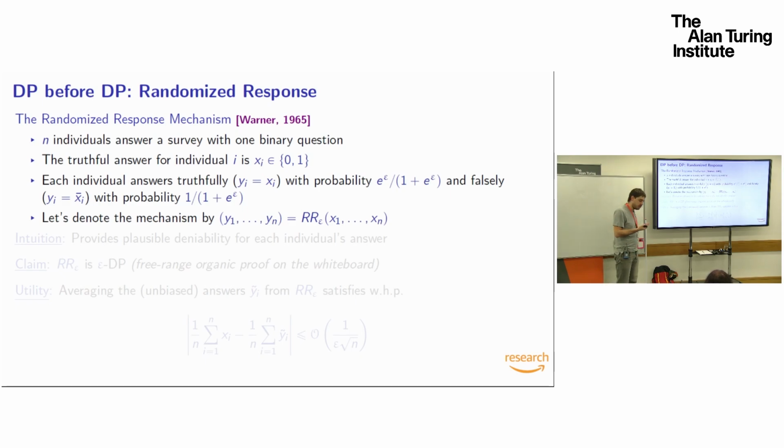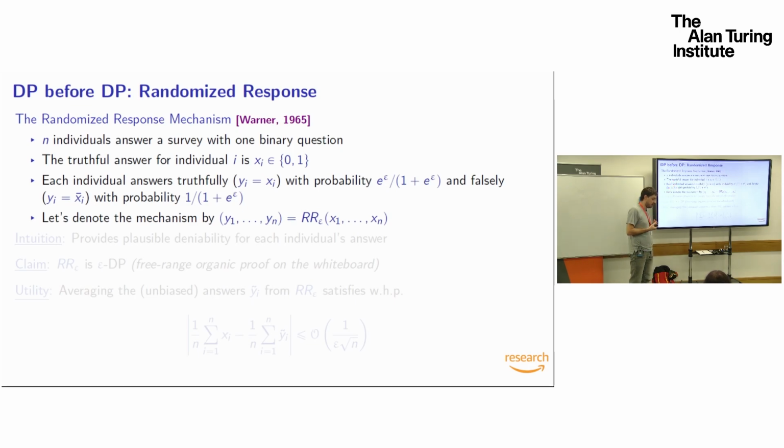But now when we answer this survey, we're not going to do it deterministically, and not necessarily truthfully. What we're going to do is throw a biased coin. This coin comes up heads with probability this strange number here. If it comes up heads, I answer truthfully, so my answer yi is exactly xi. But if the coin comes up tails, I'm going to lie, so my answer yi is the negation of xi. If my answer was 1, I say 0, and vice versa. So this is randomized response.